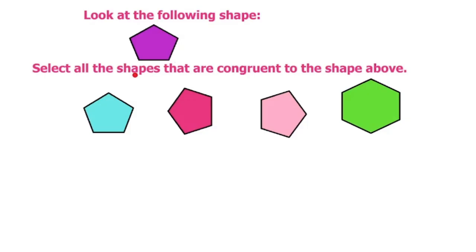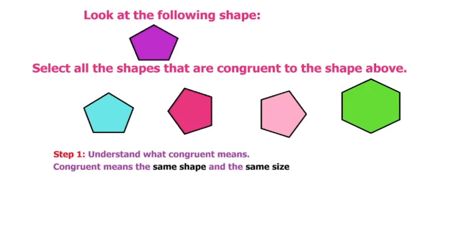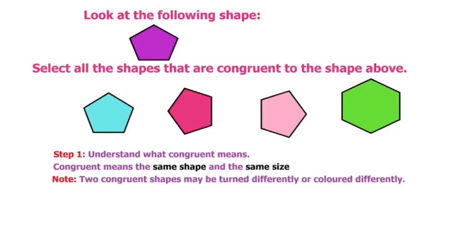So the first thing to do is understand what congruent means. Congruent means the same shape and the same size. That's what it means, okay? So it is also important to note that two congruent shapes may be turned differently or colored differently. So even though that's the case, they will still be congruent.